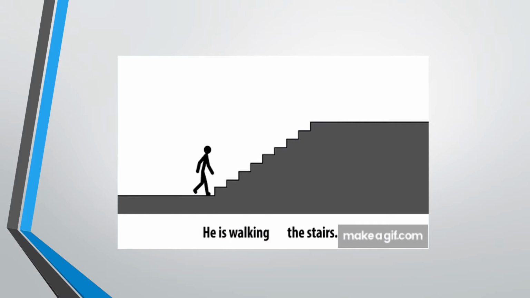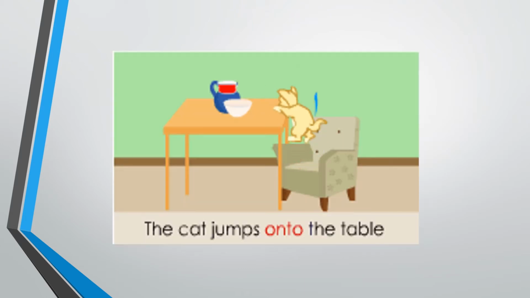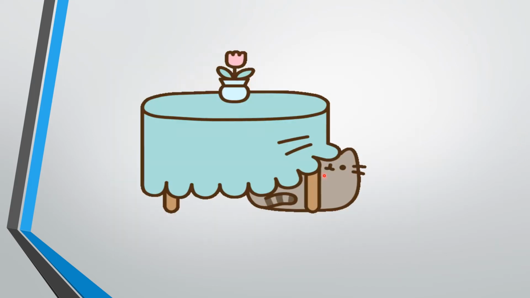Let's move on to the next example. What is this man doing here? He's walking up the stairs. What is the cat doing here? The cat jumps onto the table. Moving on to our next example. Where is the cat? The cat is under the table.